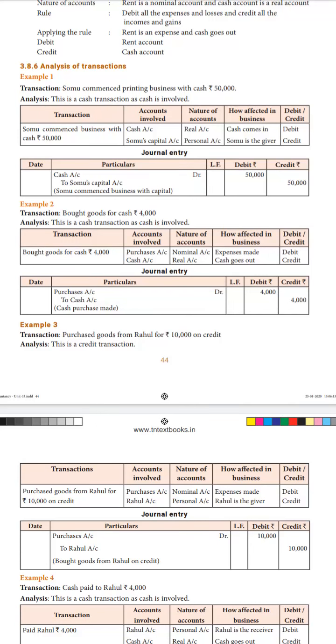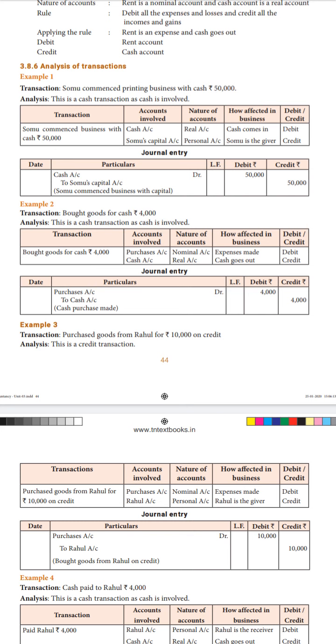Analysis of a transaction. So here we have certain examples. There are 13 examples, just the examples on how to analyze the transaction and convert that transaction into the journal entry. Okay, that is what we are going to learn in this topic. So example 1, you have a transaction.